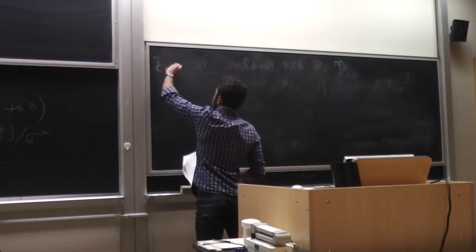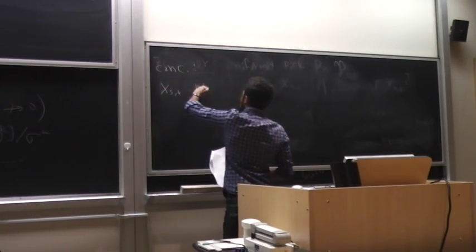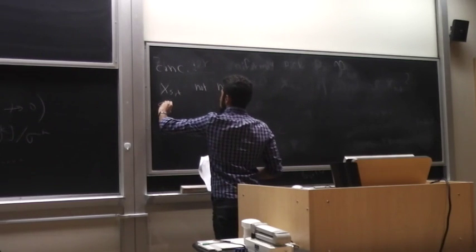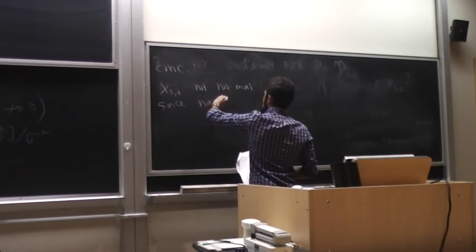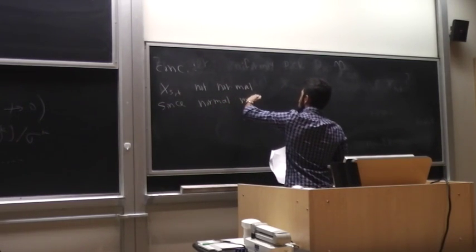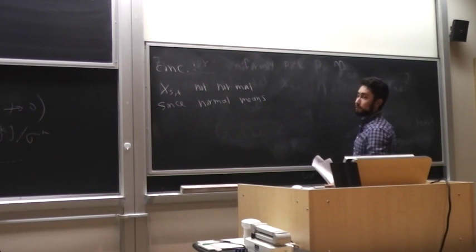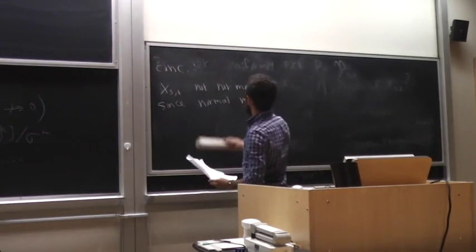So the conclusion, X of s,t is not normal, since the normal distribution means that the sequence of standardized X_t is not asymptotically normal. Oh yeah, so it's not asymptotically normal. Good.